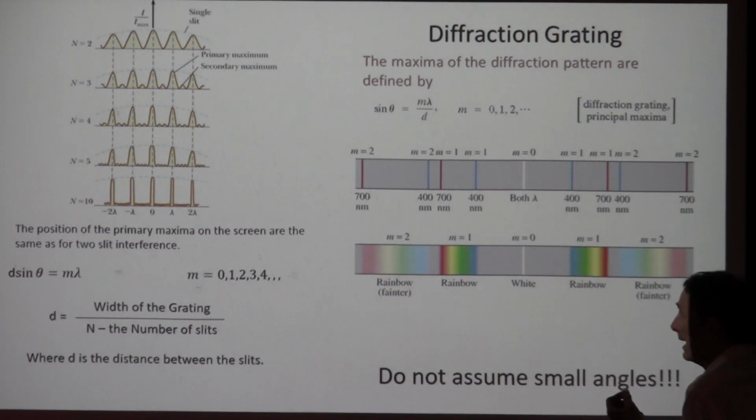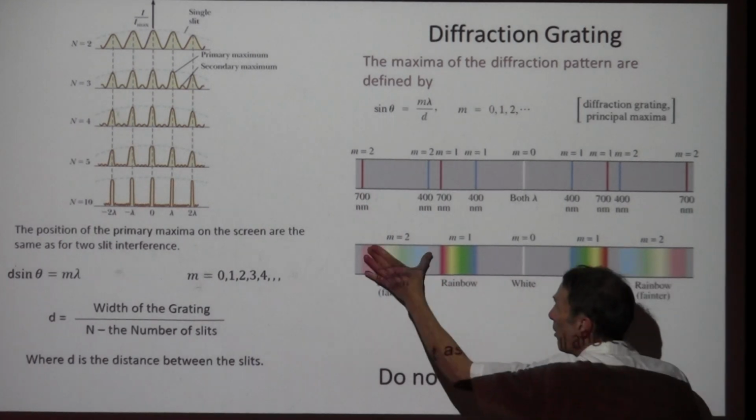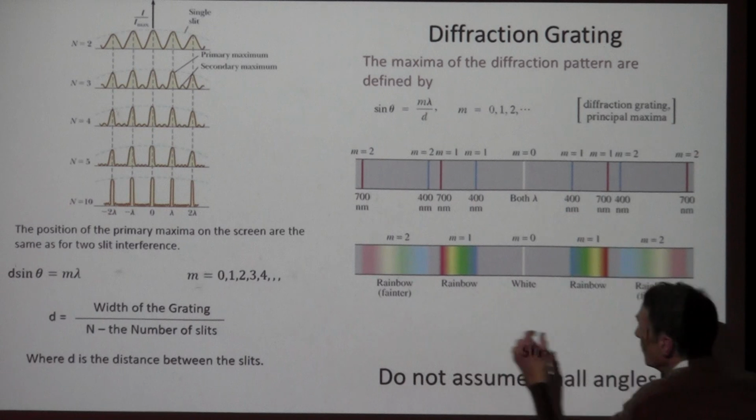But you do want to have this idea that m=1 has a whole rainbow associated with it. m=2 has a whole rainbow. m=3 has a whole rainbow.